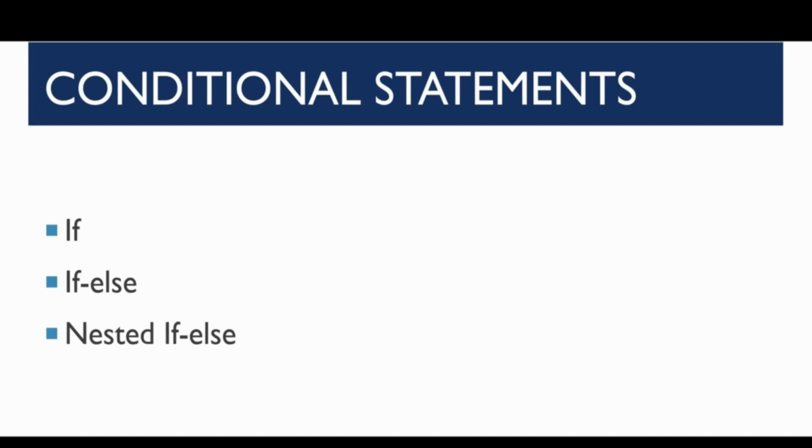So today we are going to learn about the conditional statements in C#. Basically there are three types of conditional statements in C#. It includes if, else, and nested if else. To make these conditional statements work successfully, there are several operators used.